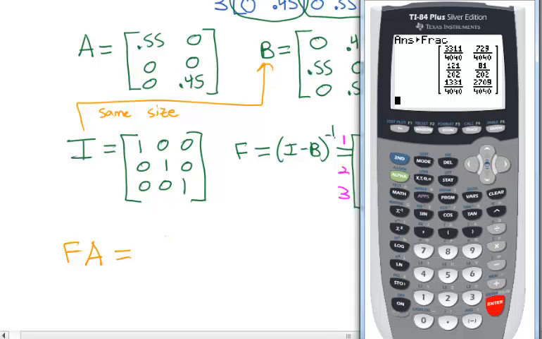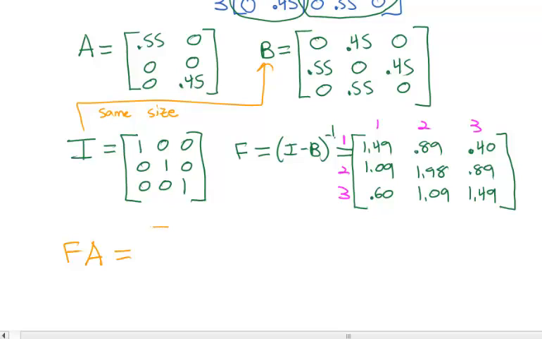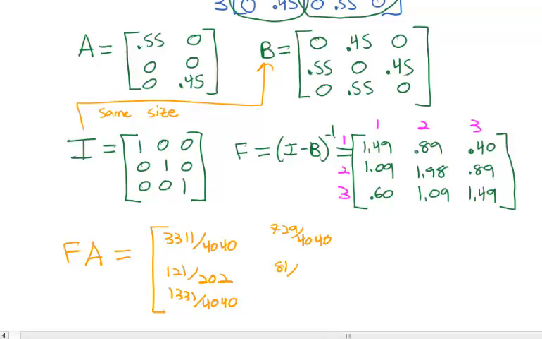So we can copy this down. We had 3311 out of 4040, 121 out of 202, and 1331 out of 4040. That's the first column. The second column, 729 out of 4040, 81 out of 202, and 2709 out of 4040.